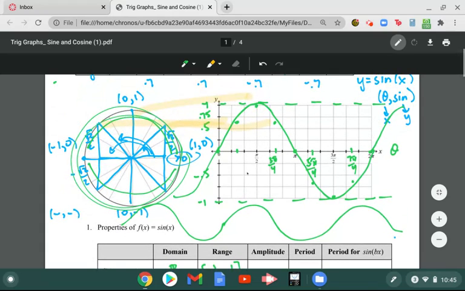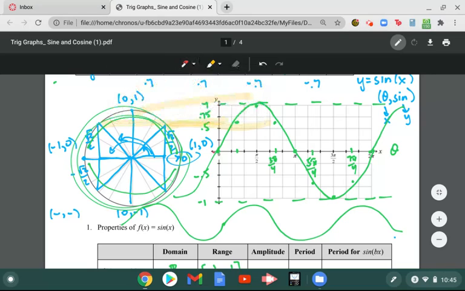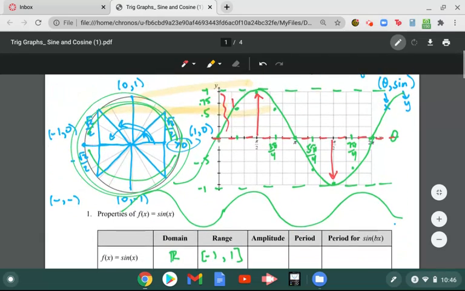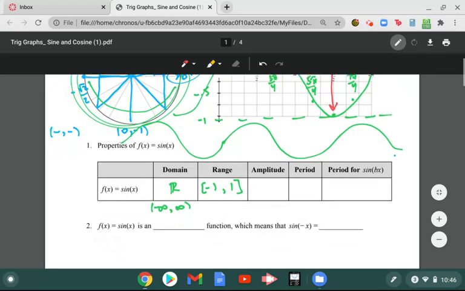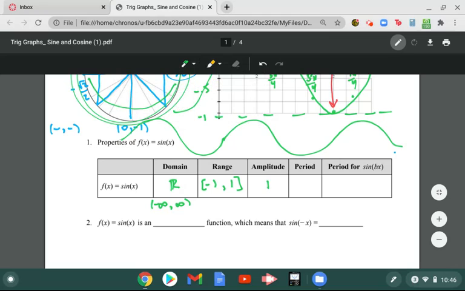Amplitude takes the middle, or what we would consider the midline. So the midline is going to be just splitting that right there in half. And it measures from the midline to the maximum or from the midline to a minimum. Well, we can see that this distance right here is a distance of 1. And even if we're negative here, we still consider that a positive value. So amplitude is midline to maximum or midline to minimum, and that's going to give me an amplitude of 1.